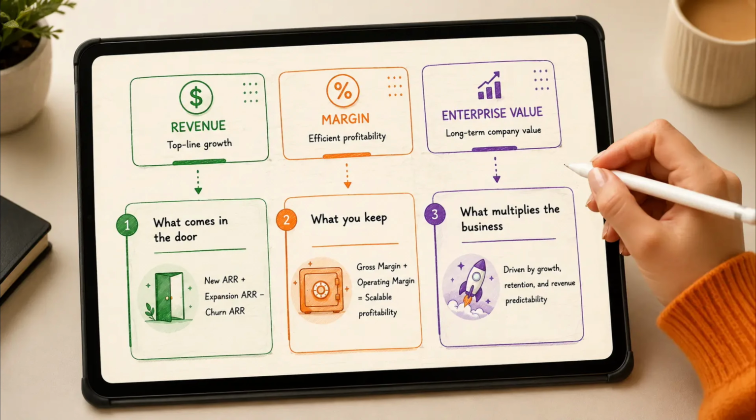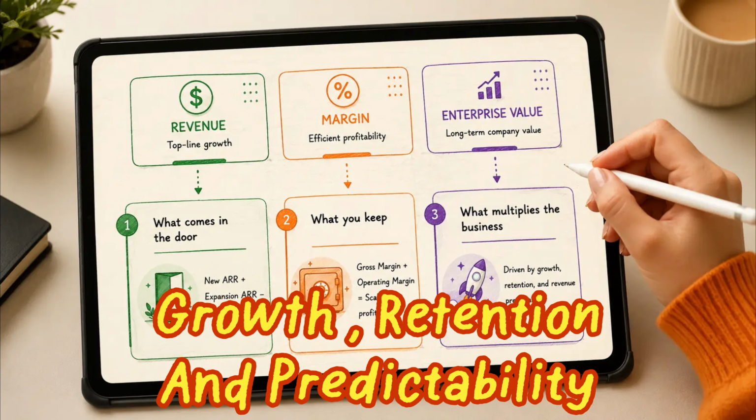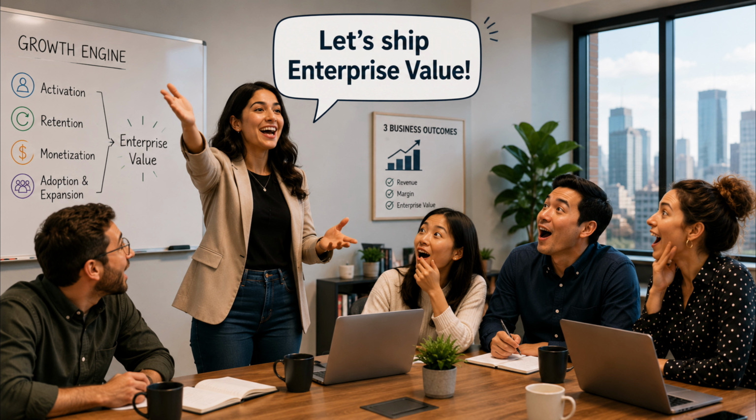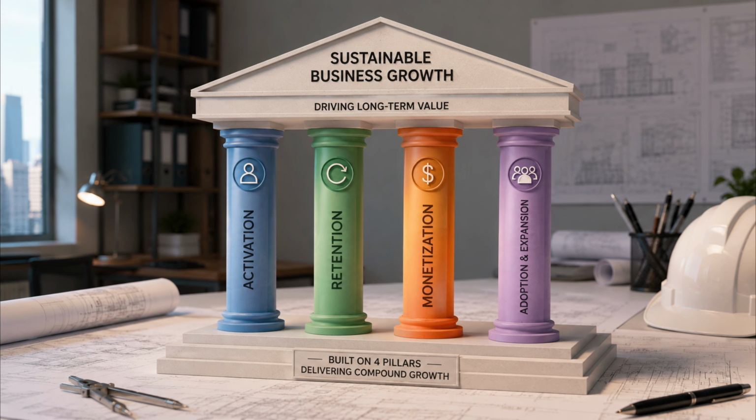It's how the market prices your future. It's driven by growth, retention, and the predictability of your revenue. When investors talk about your quality of revenue, this is what they mean. So here's the thing, a product manager cannot directly move any of these. You cannot ship a feature called enterprise value, right? So the tree splits these into four growth engines that you can actually move.